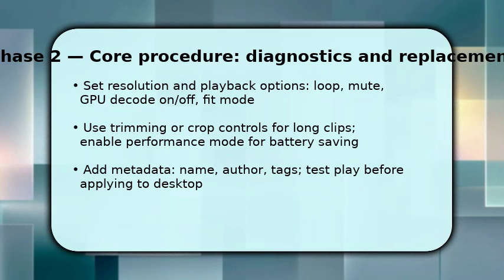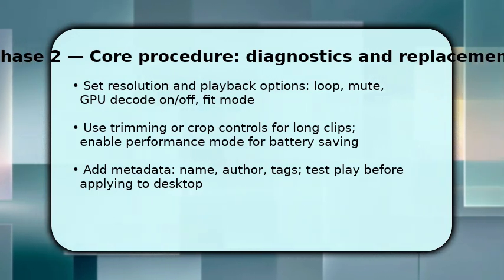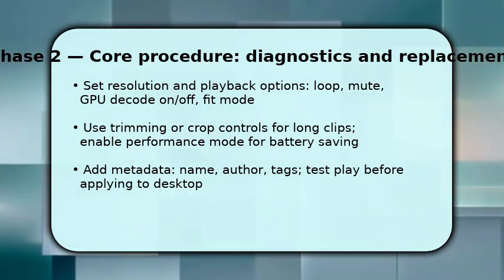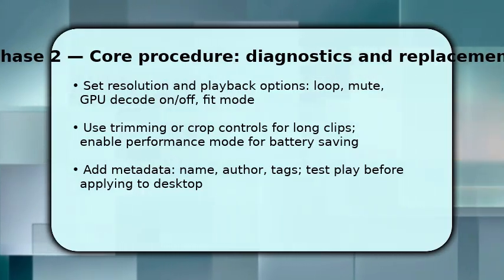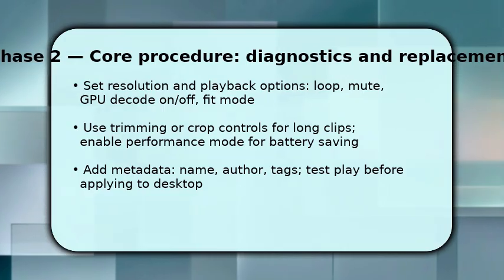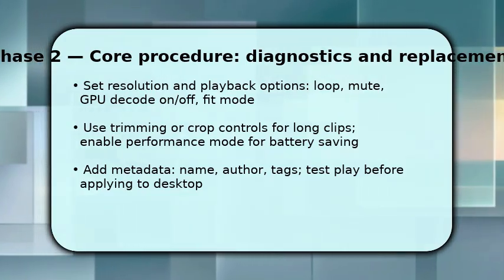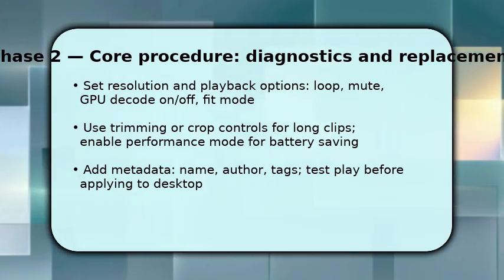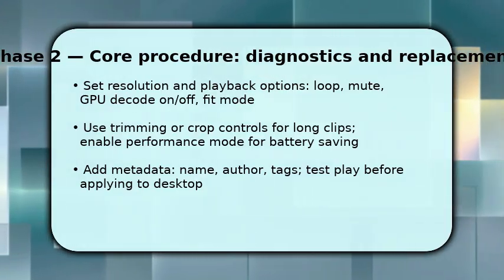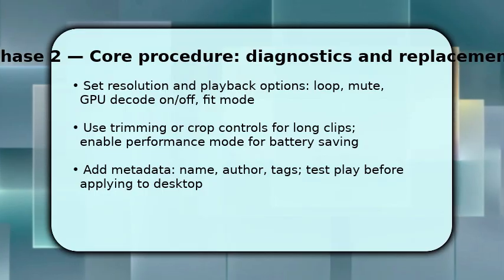Once your file is loaded, you configure how it behaves and why those settings matter. Choose resolution and fit mode to avoid stretching. This preserves aspect ratio and reduces CPU load. Enable loop and mute if it's background only. Toggle GPU decode to off if visuals stutter. Trim long clips to shorten RAM use. Use performance mode when on laptops.